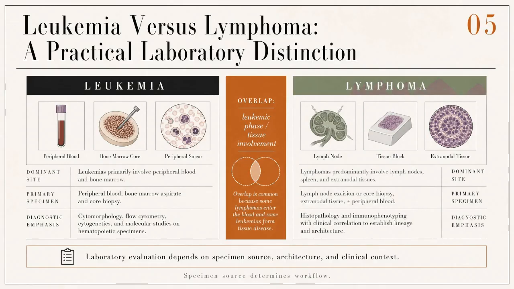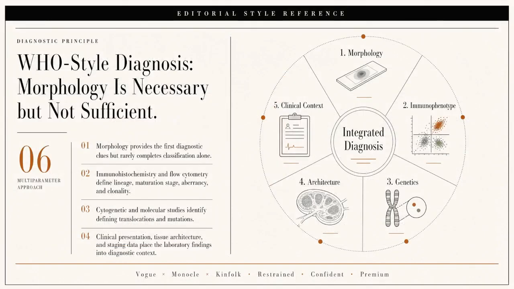As we proceed, we will explore the World Health Organization's multi-parameter classification system, which synthesizes morphology, immunophenotype, genetics, and clinical data to refine the diagnosis of mature lymphoid neoplasms. As we delve into the World Health Organization's approach to diagnosing mature lymphoid neoplasms, it is crucial to appreciate that morphology alone, while foundational, is not sufficient for a definitive diagnosis.